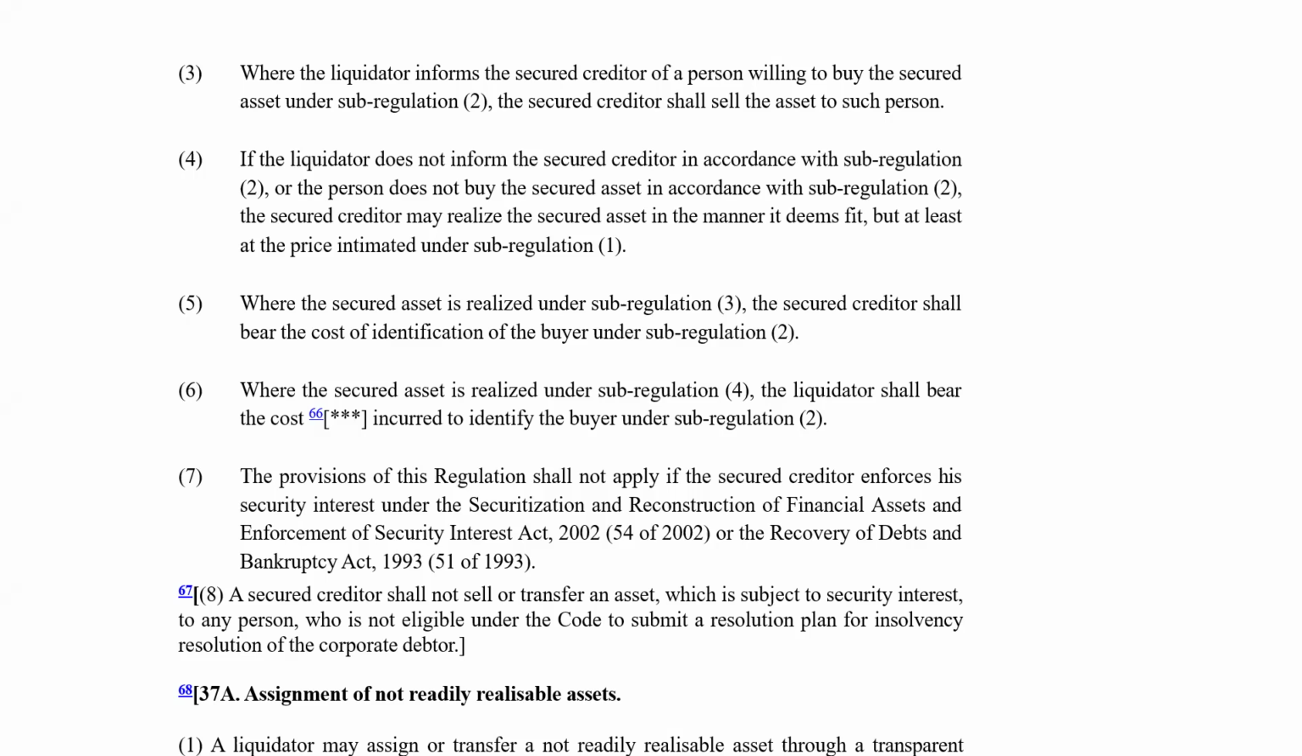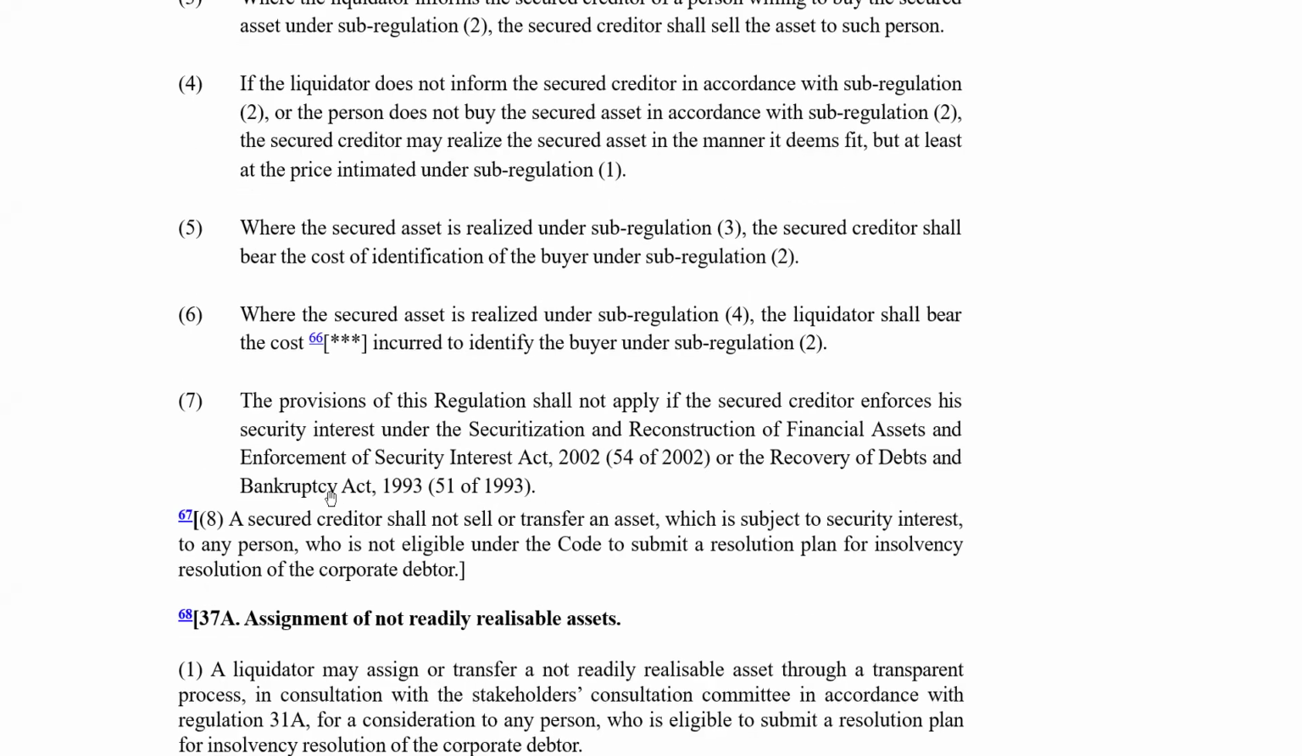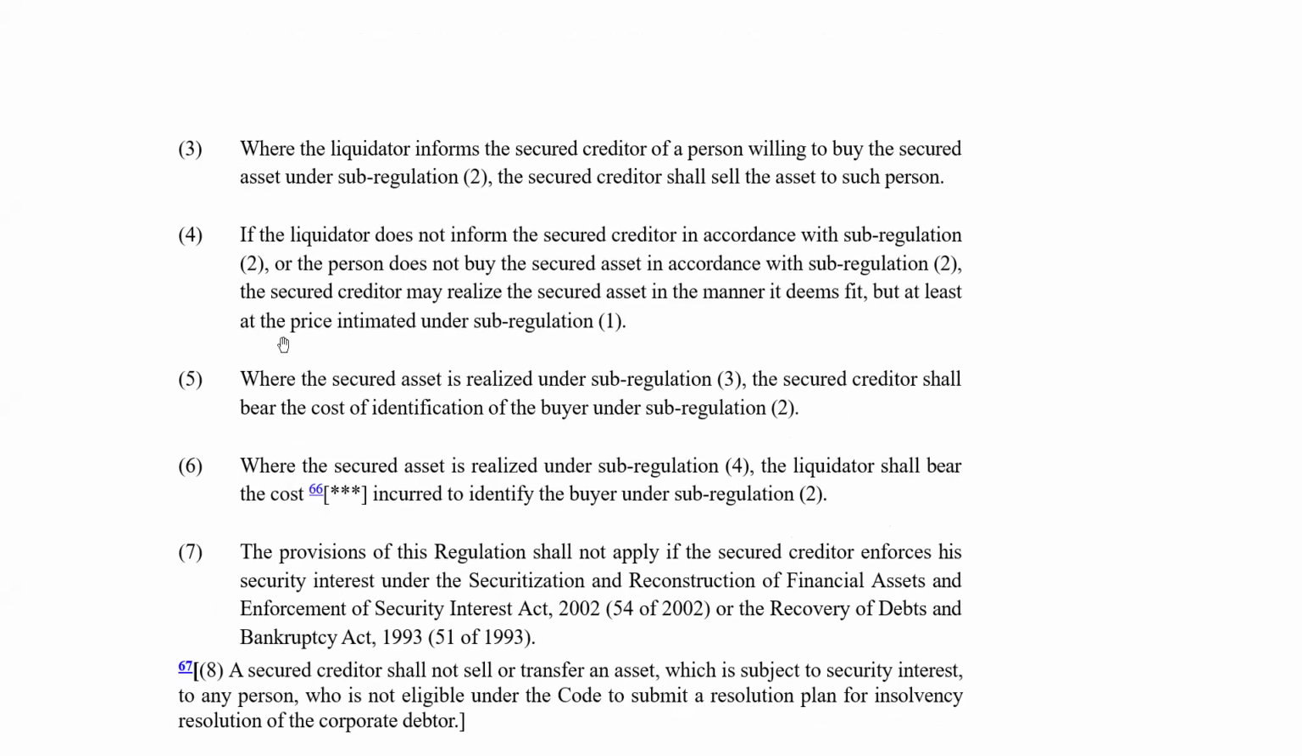Because his ultimate aim is to realize. He is not concerned with who is buying and who is not buying. Now another question here, whether this asset can be sold to a person who is not eligible under 29A? No, sir. No. So here also there is a bar. So point number 8 says a secured creditor shall not sell or transfer an asset which is subject to security interest to any person who is not eligible under the code to submit a resolution plan for insolvency resolution of the corporate debtor, right?